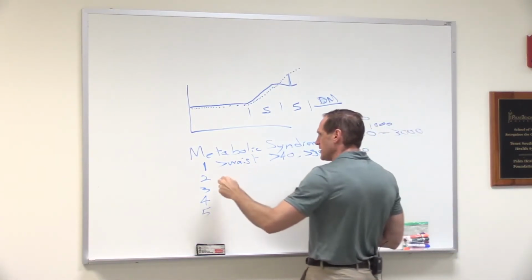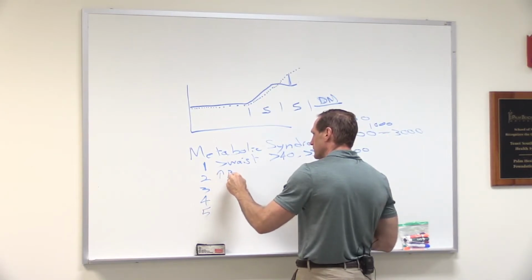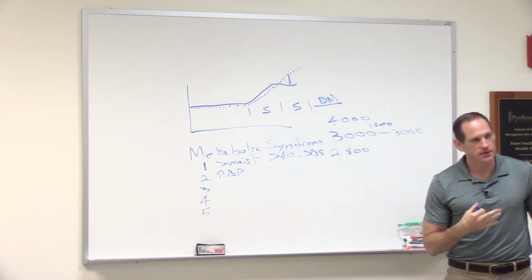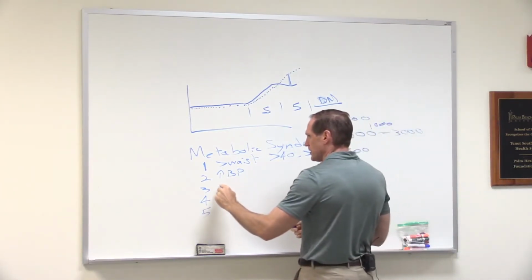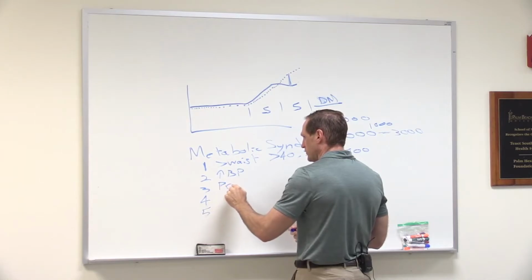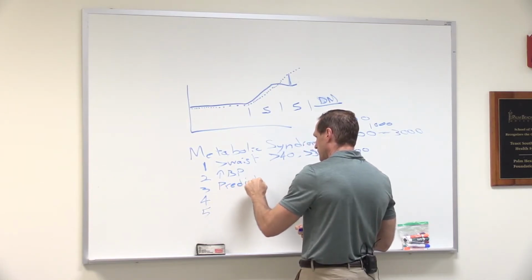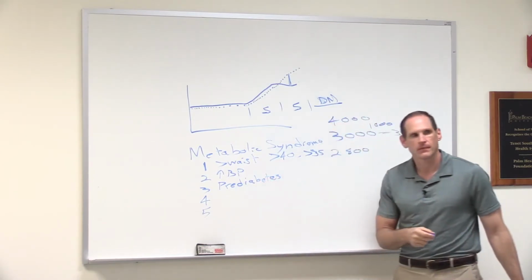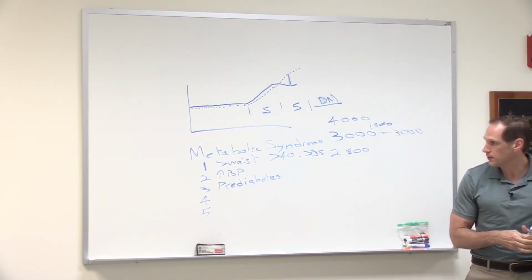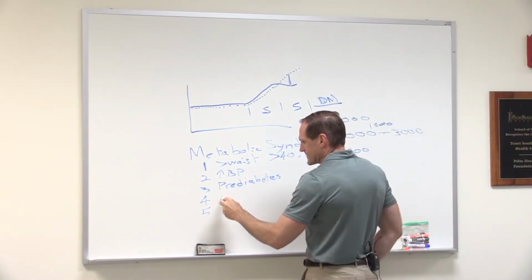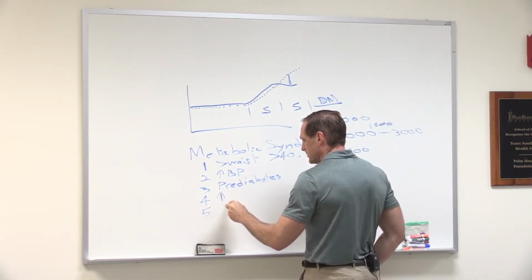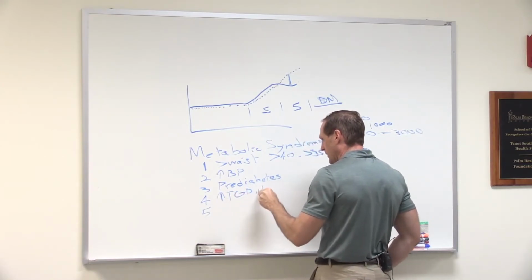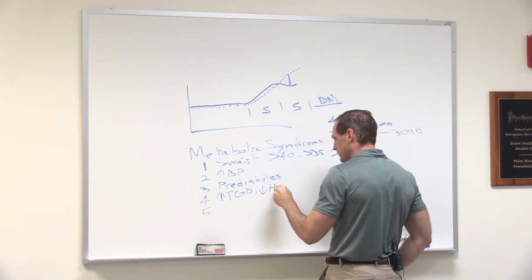Second is elevated blood pressure. The third is elevated glucose, prediabetes. That's fasting glucose. The fourth is elevated triglycerides and low HDL. This was you.